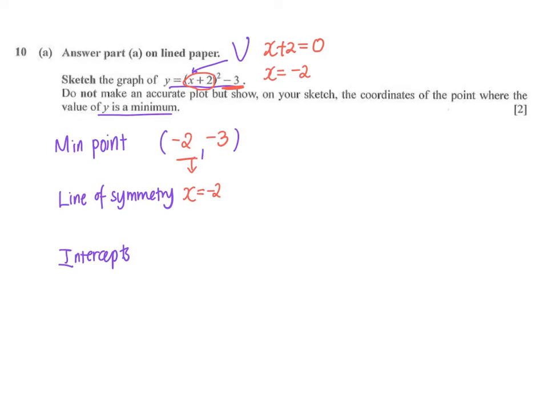Now, if we're going to find the intercepts, we'll need to find the x-intercept or the y-intercept. The question did not ask us to find the intercepts actually. They only asked for the minimum point, and it only gives us 2 marks. So probably I need to find the y-intercept. When I want to find the y-intercept, what equals 0? To find the y-intercept, x equals 0. So y will now be 0 plus 2 squared minus 3.